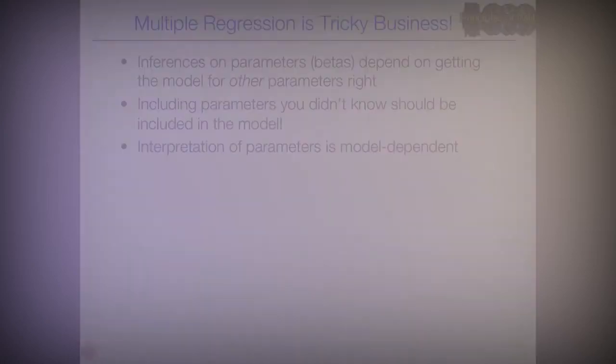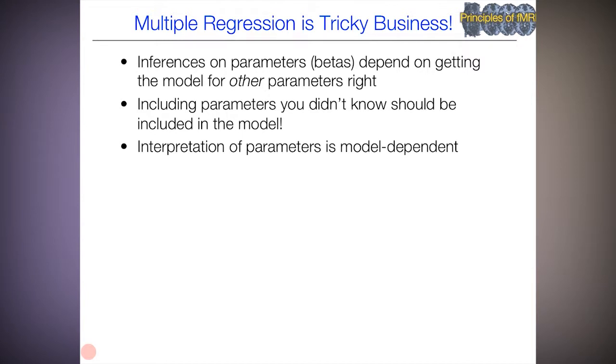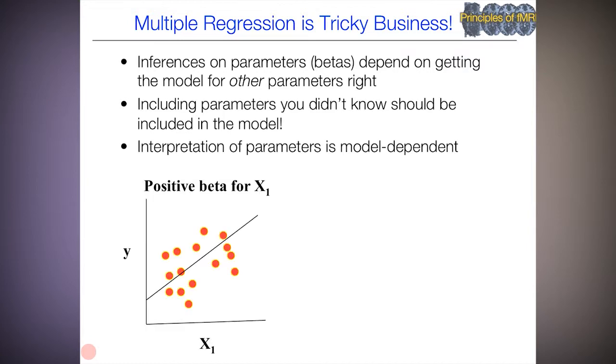So one important thing to know is that inferences on the model parameters, or the betas, slopes, depend on getting the model for other parameters right. In some cases, this really includes things that you should have included in the model but didn't. So the interpretation of the parameters, the slopes, is always model dependent. So here's a tricky example.